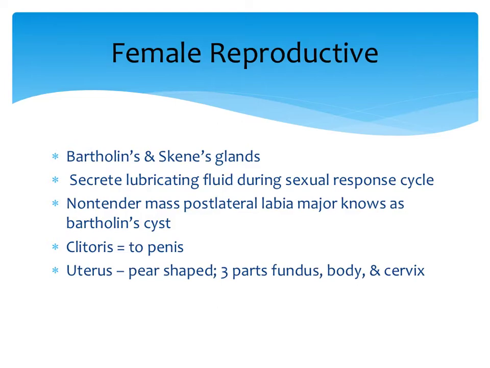The uterus is pear-shaped. It consists of 3 parts: the fundus, the body, and the cervix. That's important when we start to talk about pregnancy.